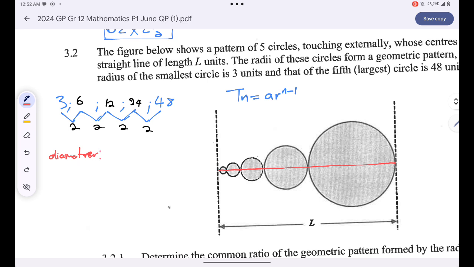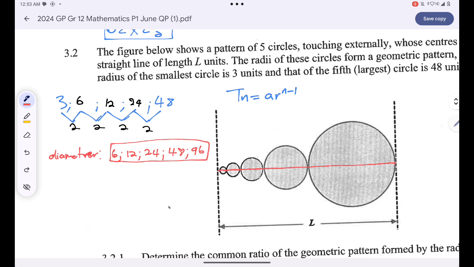So the sequence for my diameters. Please do note, guys, that the diameter is just 2 times the radius. So the first term will be equal to 6. 6 times 2 is 12. 12 times 2, that's 24. 24 times 2, that's 48. 48 times 2, I believe that's 96. So these are my diameters.